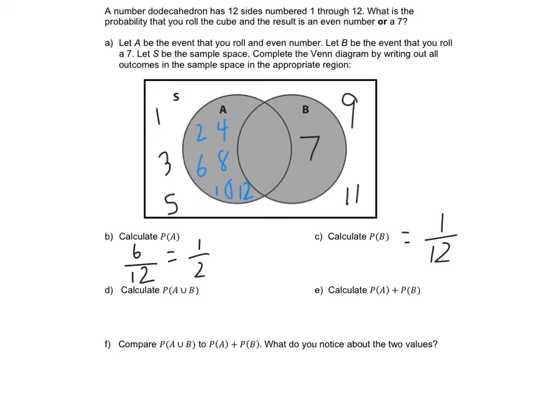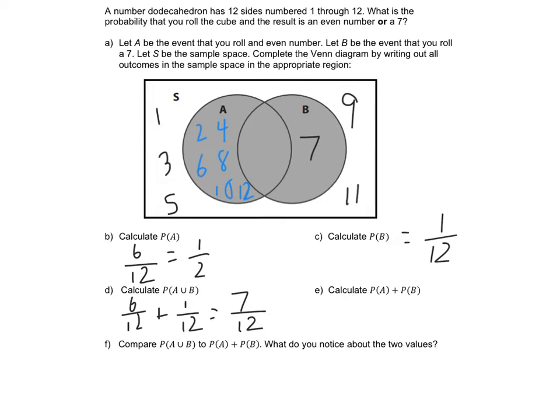What about letter D? Calculate the probability of A union B. That's what that U sign means. U stands for union. That's another way of saying what's the probability of A or B. Okay, well you have 6 elements out of 12 in A, and you have 1 out of 12 in B. So altogether, the probability of either of them occurring is 7 out of 12. So you add them together.